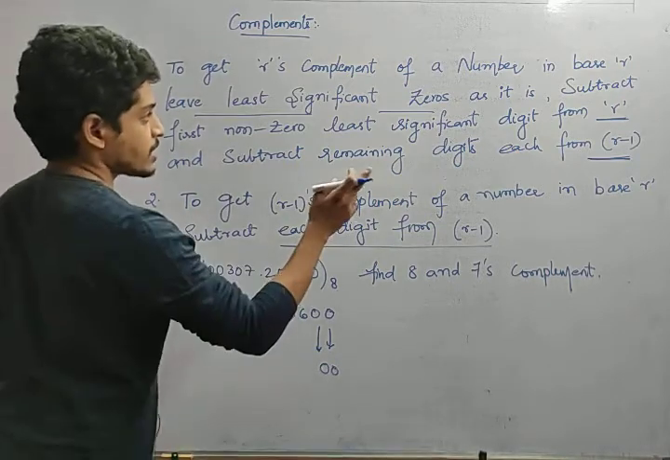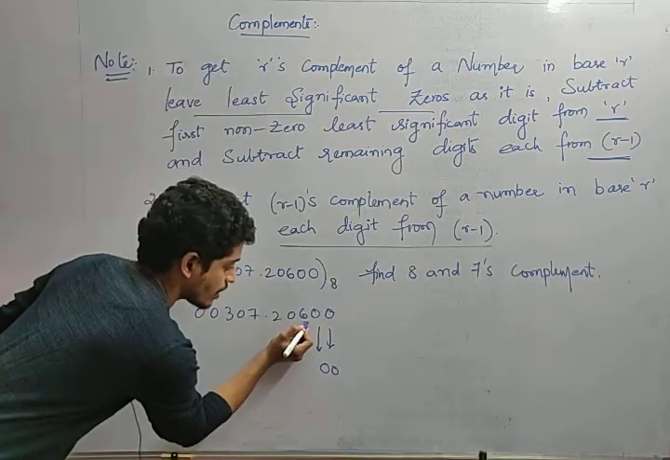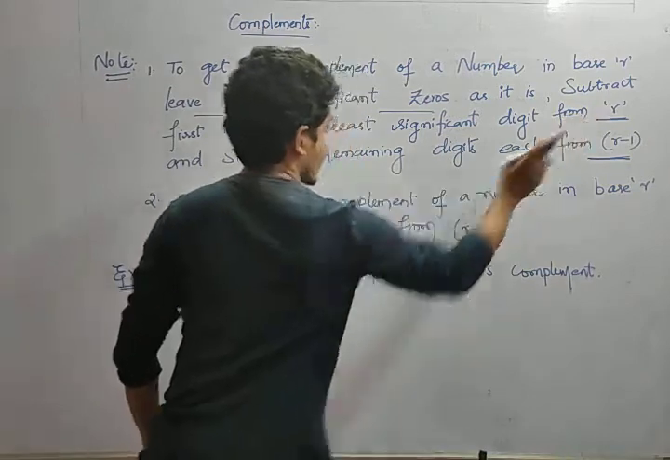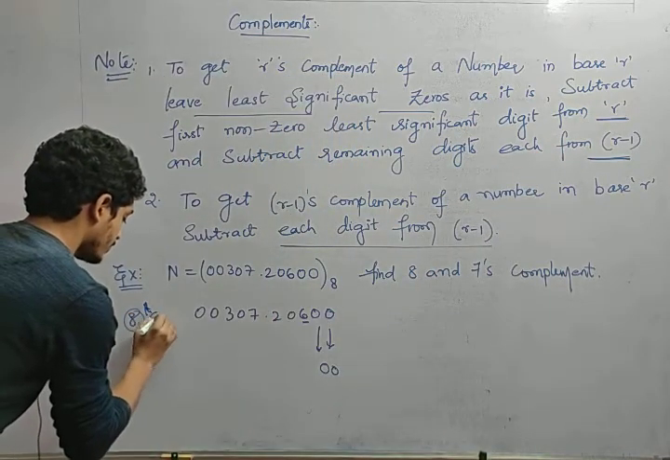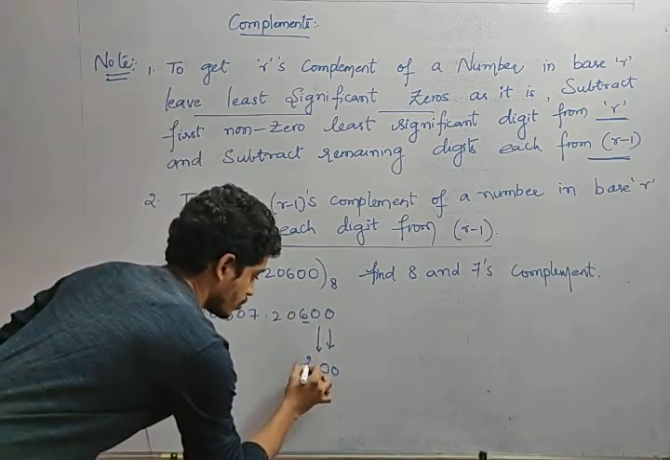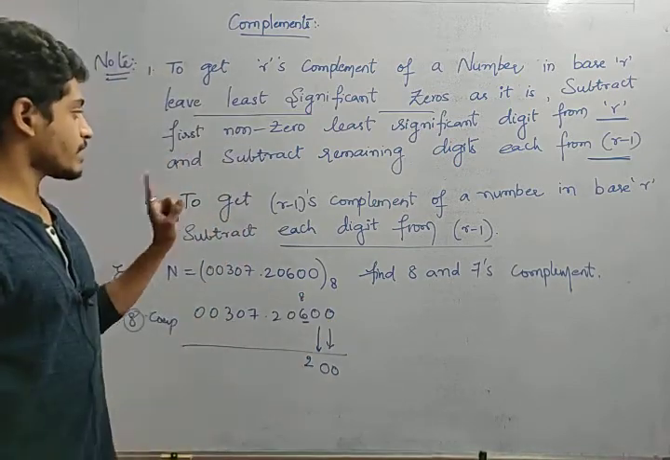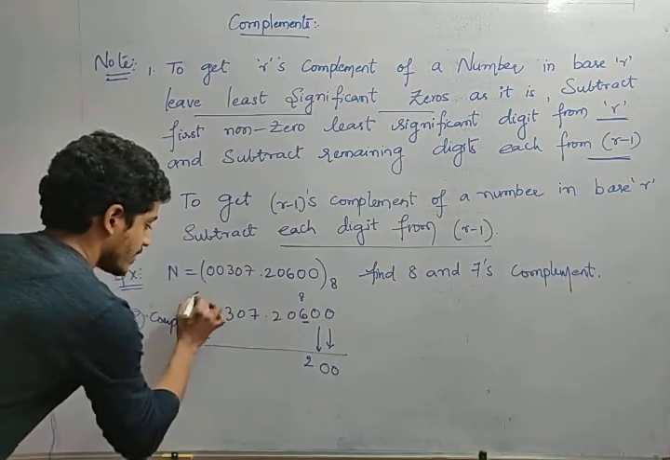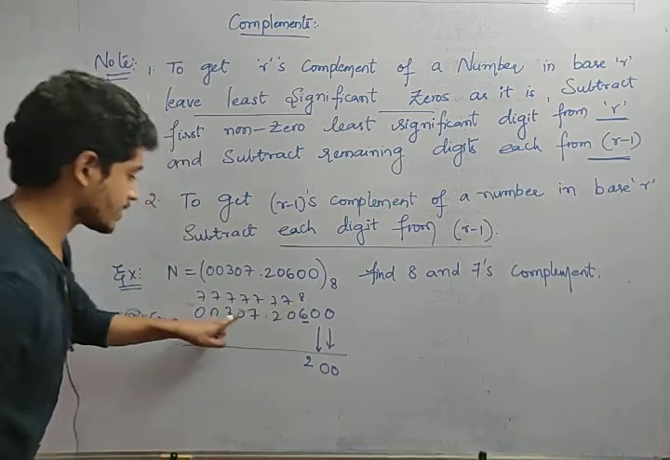Next, subtract the first non-zero least significant digit. The first non-zero least significant digit is 6, so it should be subtracted from the base R, that is 8. This is called the 8th complement. 8 minus 6 is 2. Then subtract each remaining digit from R minus 1, that is, subtract each remaining digit from 7.